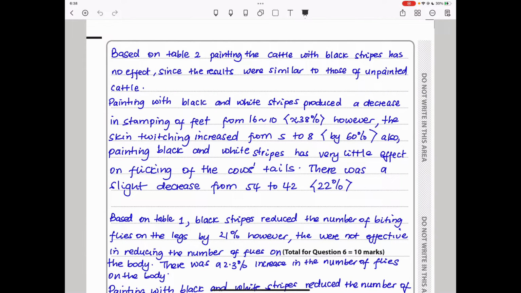So I also went on to say painting with black and white stripes produced a decrease in stamping of feet from 16 to 10. That is about a 38% reduction. However, the skin twitching increased from 5 to 8, so there was an increase by 60%. Also, painting black and white stripes has very little effect on flicking of the cow's tail, and there was a slight decrease from 54 to 42, which is about 22%.